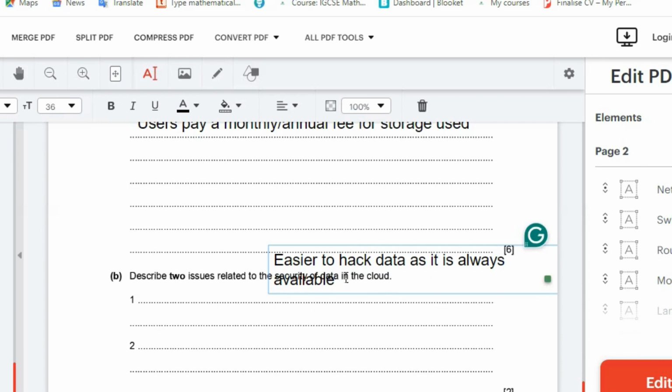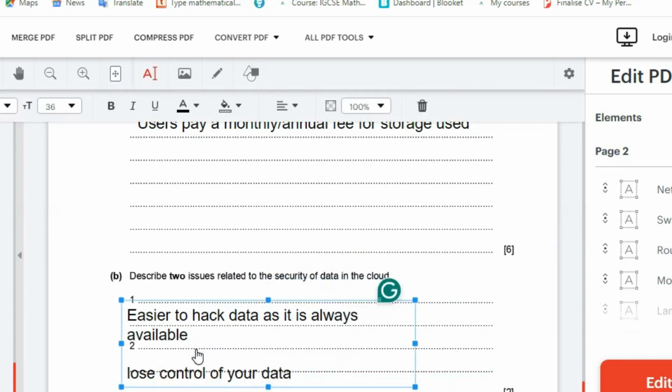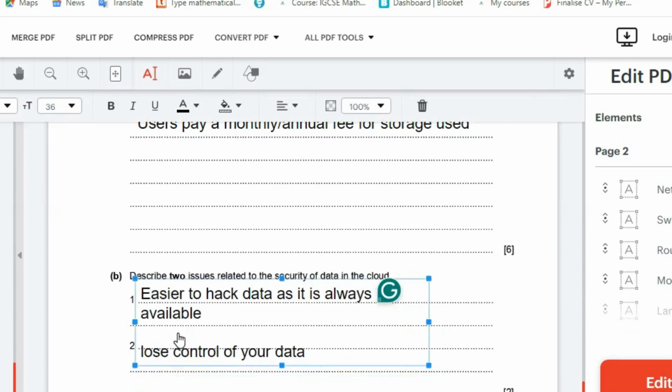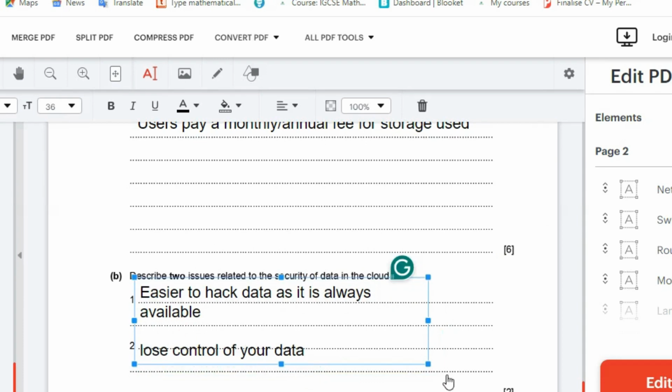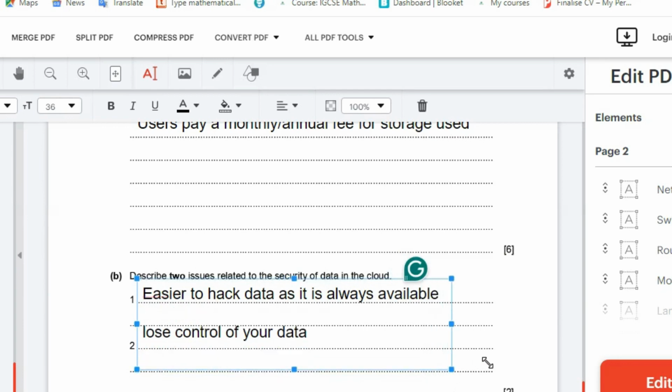Two, lost control of your data. If it is hacked, then you lose control of your data. Others include more difficult to delete all copies of the data. That is, since you store them online, it is more difficult to delete the files. Alright?